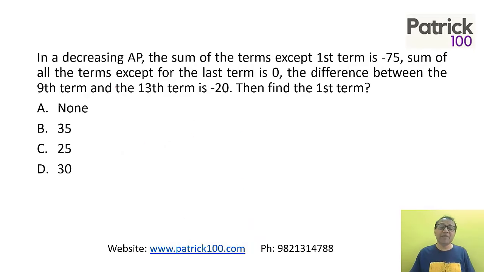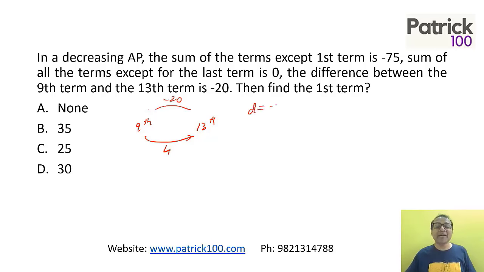Next, in a decreasing AP, the sum of all the terms except first term is minus 75. Sum of all the terms except last term is 0. Difference between 9th term and 13th term is minus 20. So look at 9th term and 13th term. Total 4 terms. In 4 terms, the difference is minus 20.